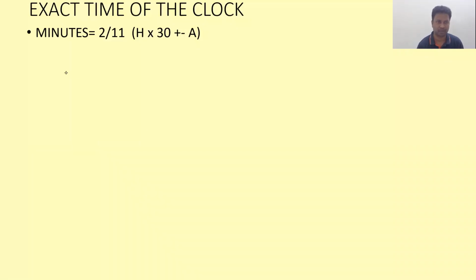Now see this exact time. So this is the formula. You must memorize two formulas in this clock type. One is for angle, which we have already seen. Angle is modulus of h into 30 minus 11 by 2 into m. One more formula is this: minute equals 2 by 11 into (h into 30 plus or minus angle). So note this formula. We are going to use it.